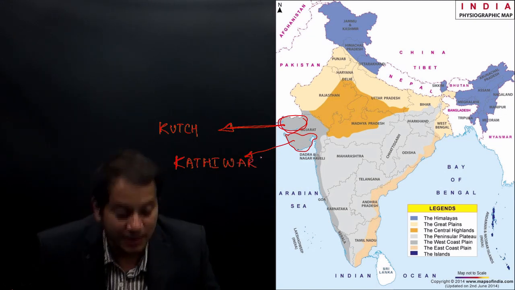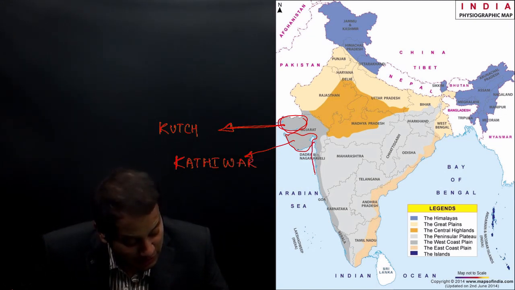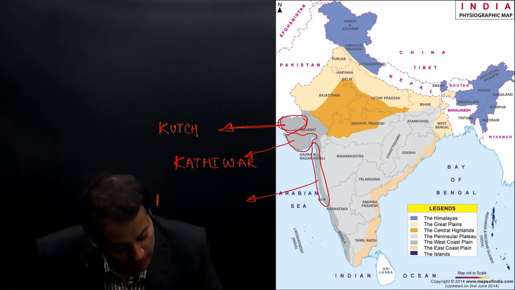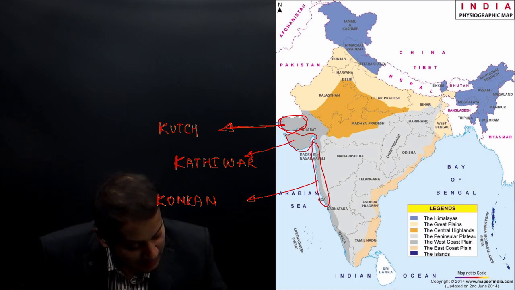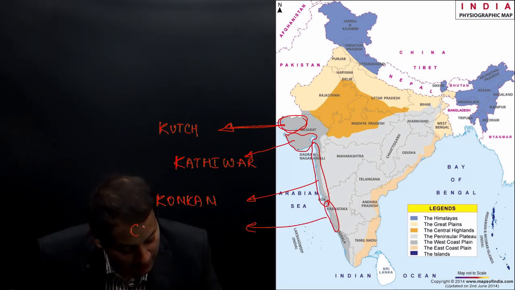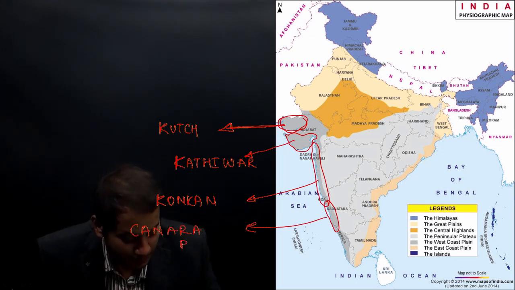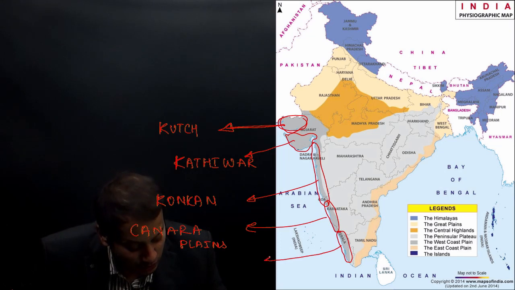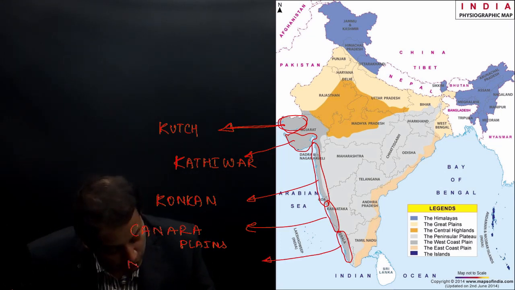This is known as the Kathiawar region. In the state of Maharashtra and Goa, this plain is known as the Konkan region or Konkan plains. This is in the state of Karnataka and it is known as the Kannara plains. And lastly, the plains which lie in Kerala are known as the Malabar coast or Malabar plains.